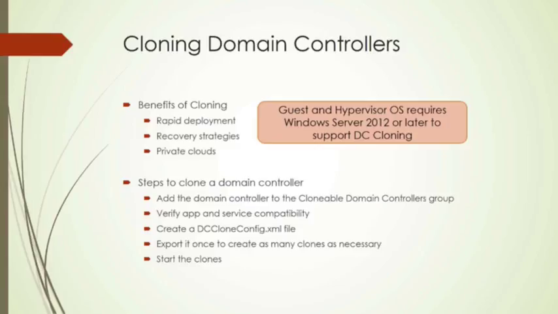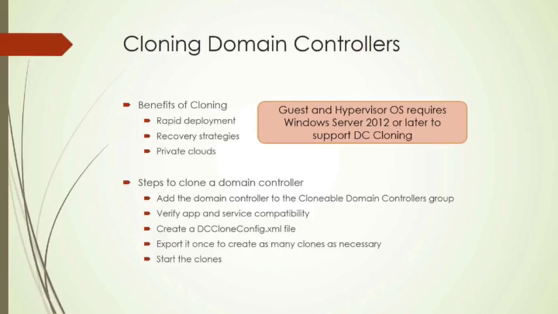There are a few steps to cloning a domain controller. The first step is to add the domain controller into the Clonable Domain Controllers group. This is a new group started in Server 2012. It's a built-in group in Active Directory, and you just go and take the computer account and place it into that group. Then we're going to be verifying app and service compatibility. That's going to be done through a PowerShell command.